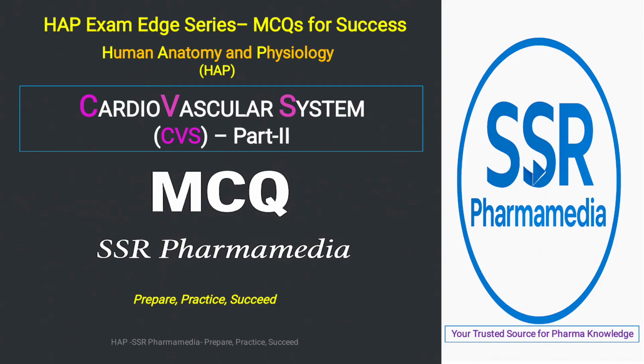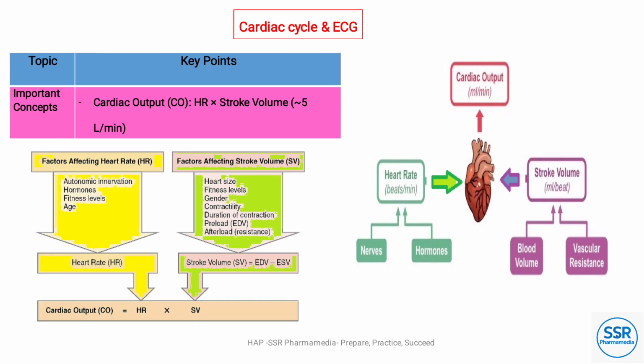Today's series: HAP Exam series MCQs for Success, Human Anatomy and Physiology. Today we are going to discuss the Cardiovascular System, CVS Part 2. Prepare, practice, succeed. We discuss the cardiac cycle and ECG, electrocardiogram.